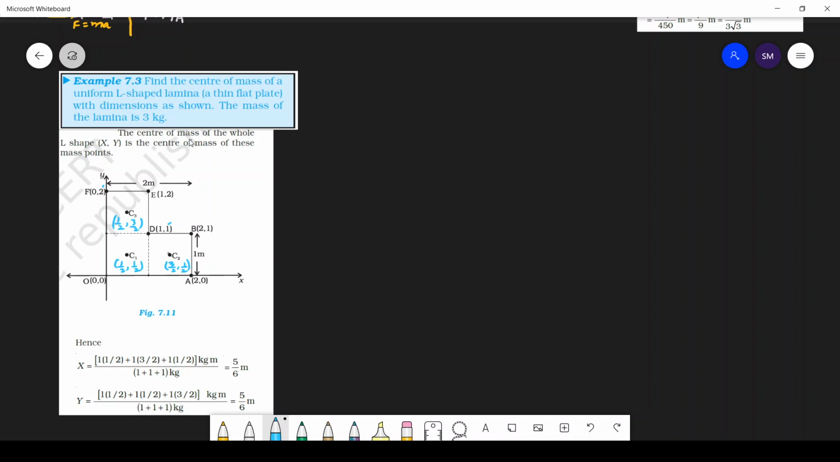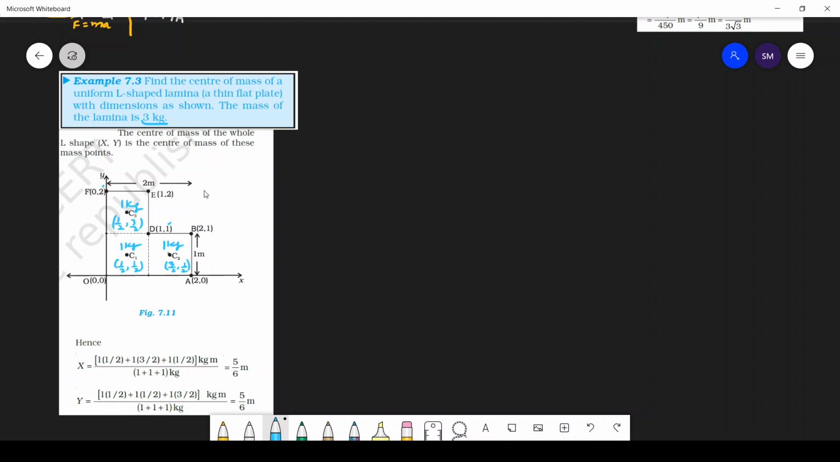So now we know the coordinates and what are the masses. So total mass was 3 kg. So for these square laminas, this mass 3 kg will be divided into 3 parts. So this is 1 kg, this also 1 kg, and this mass is also 1 kg. So we know the masses. All the 3 masses are in fact the same.